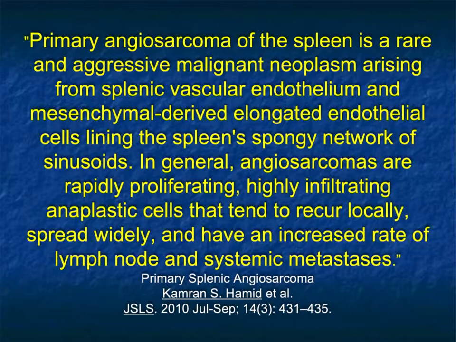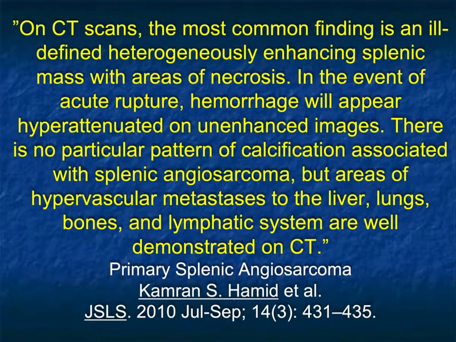angiosarcoma. Primary angiosarcoma of the spleen is a rare and aggressive malignant neoplasm arising from splenic vascular endothelium and mesenchymal-derived elongated endothelial cells lining the spleen's spongy network of sinusoids. So they're rapidly proliferating, highly infiltrating, tend to recur locally, and are aggressive in terms of metastasis.